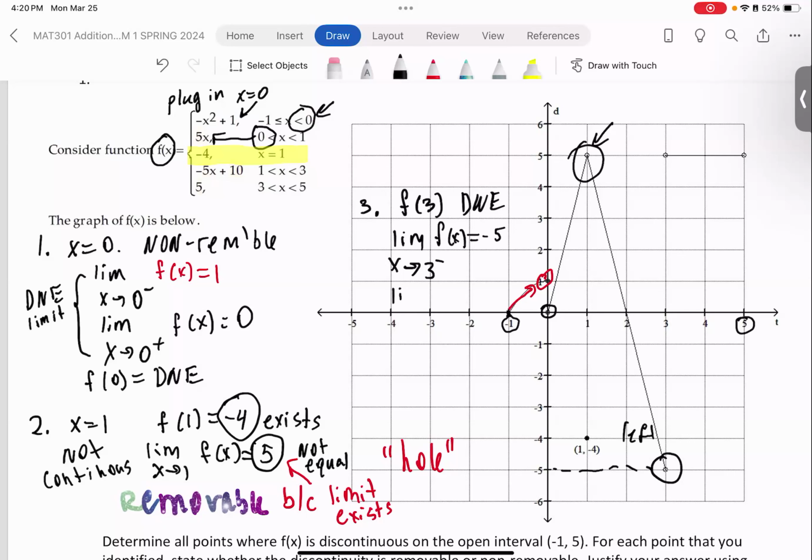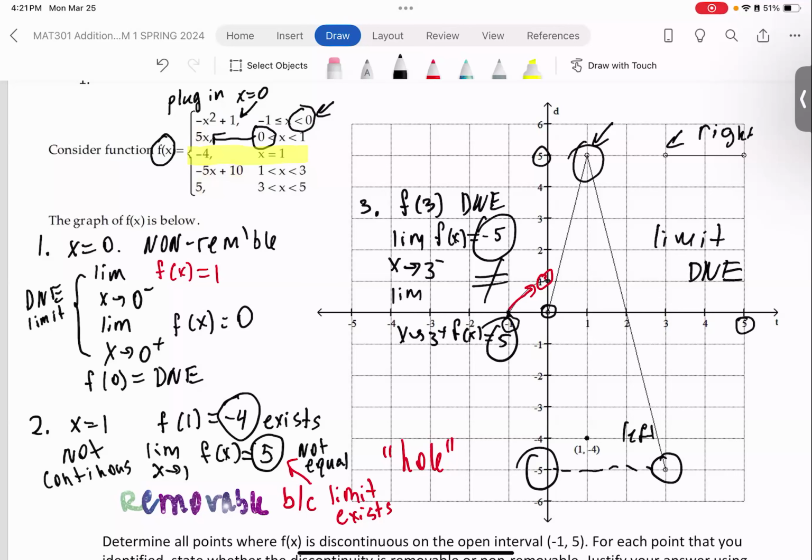And what is it on the right side? So left is -5, and on the right it's +5. Yeah, +5. So this is 5, this is -5. They are not equal, therefore the limit does not exist. And what do we say? Discontinuity is removable or not? No. Not removable.